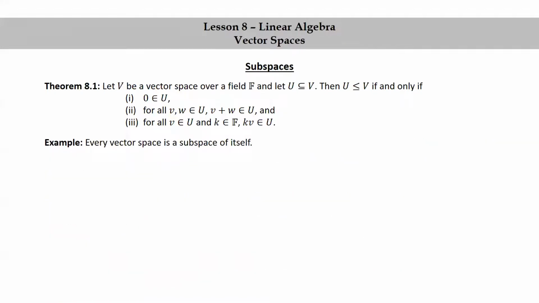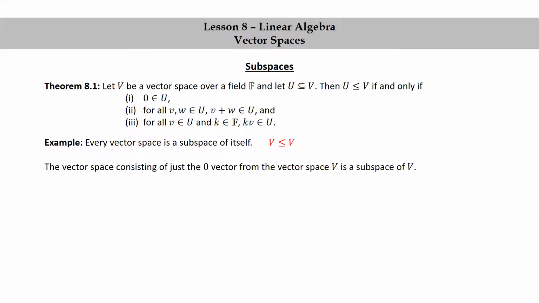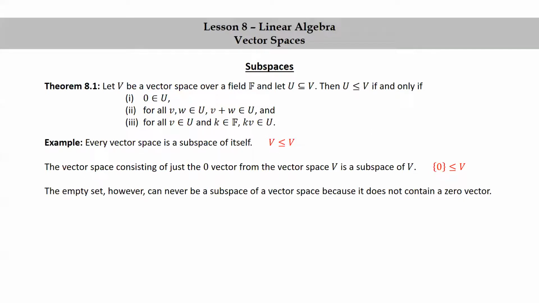Just a couple more basic examples. Every vector space is a subspace of itself. In other words, V is a subspace of V. The vector space consisting of just the zero vector from the vector space V is a subspace of V. So the set containing 0 is a subspace of V. The empty set, however, can never be a subspace of a vector space because it does not contain a zero vector.